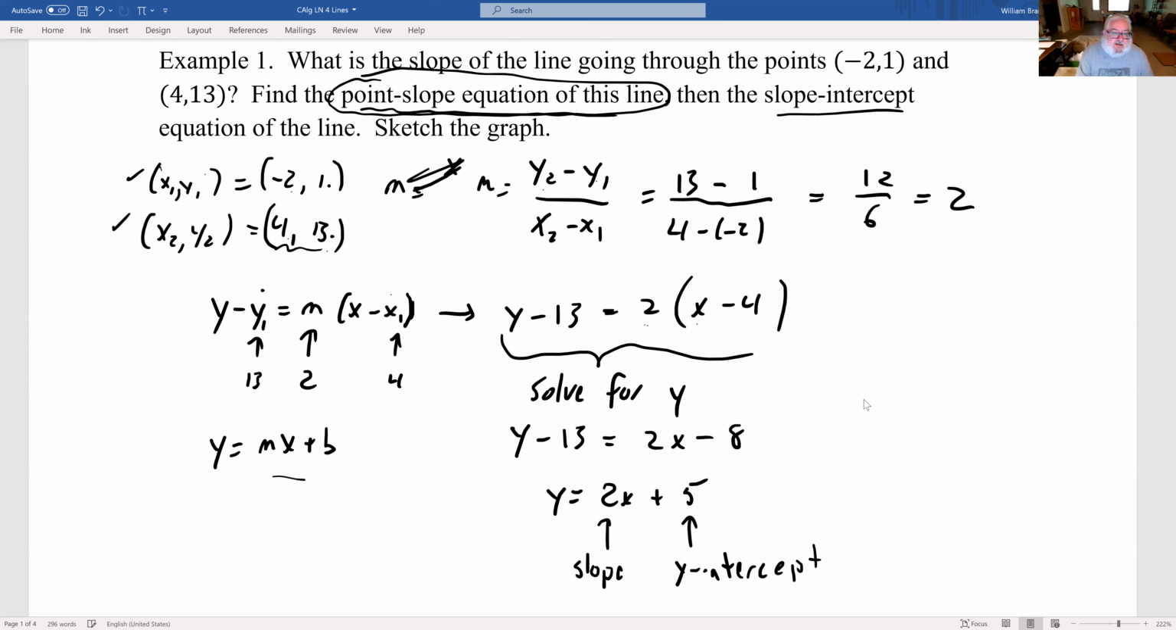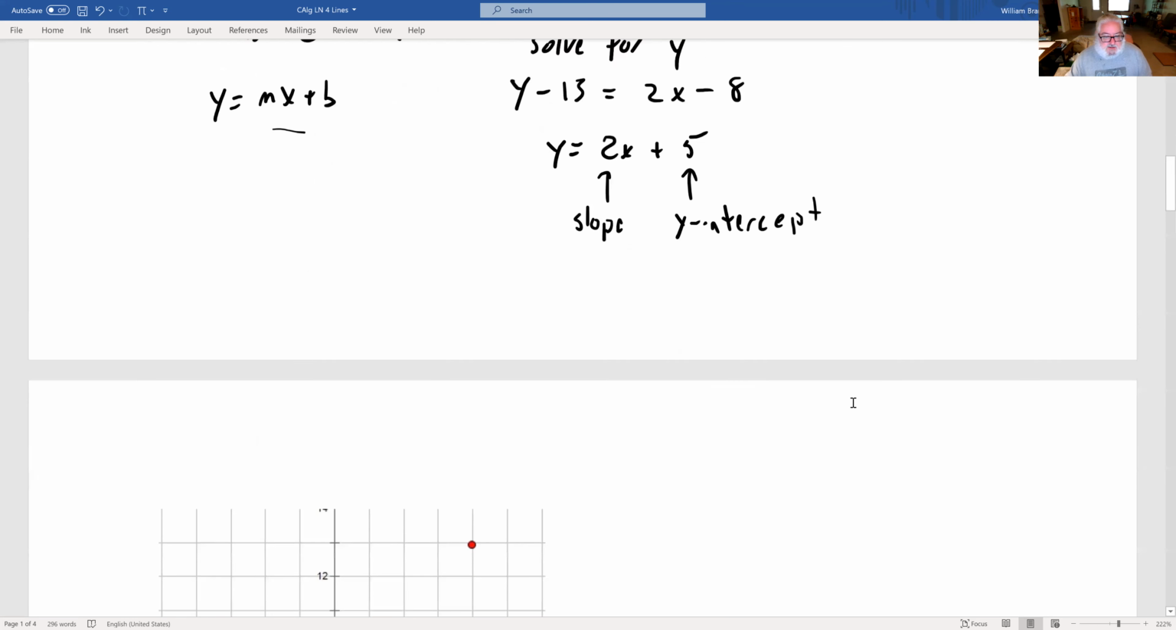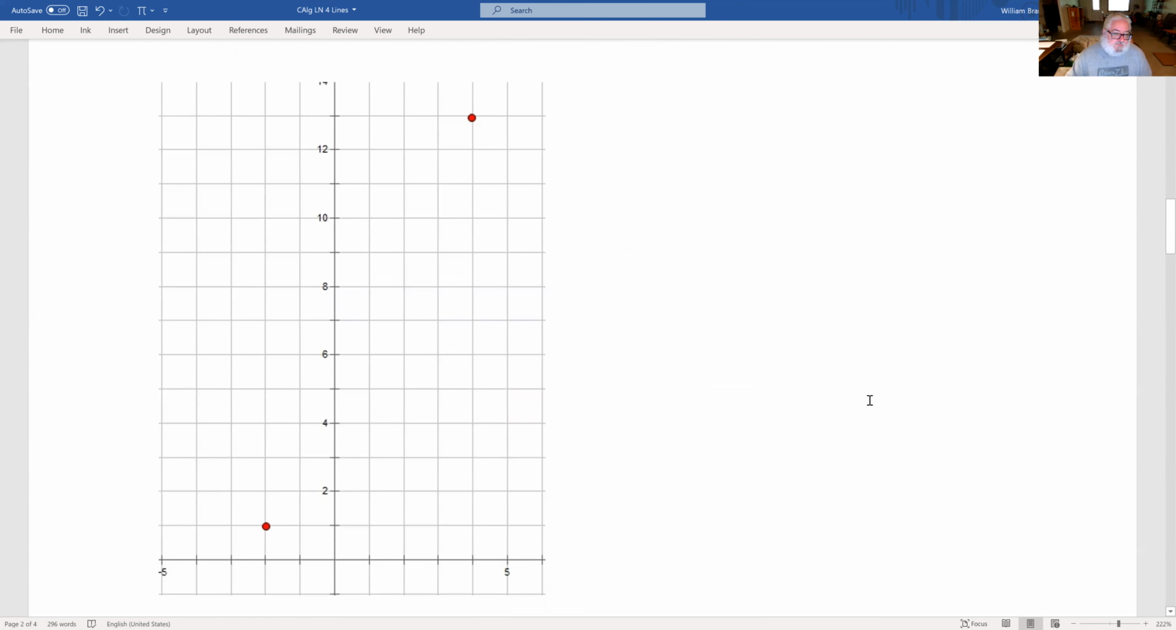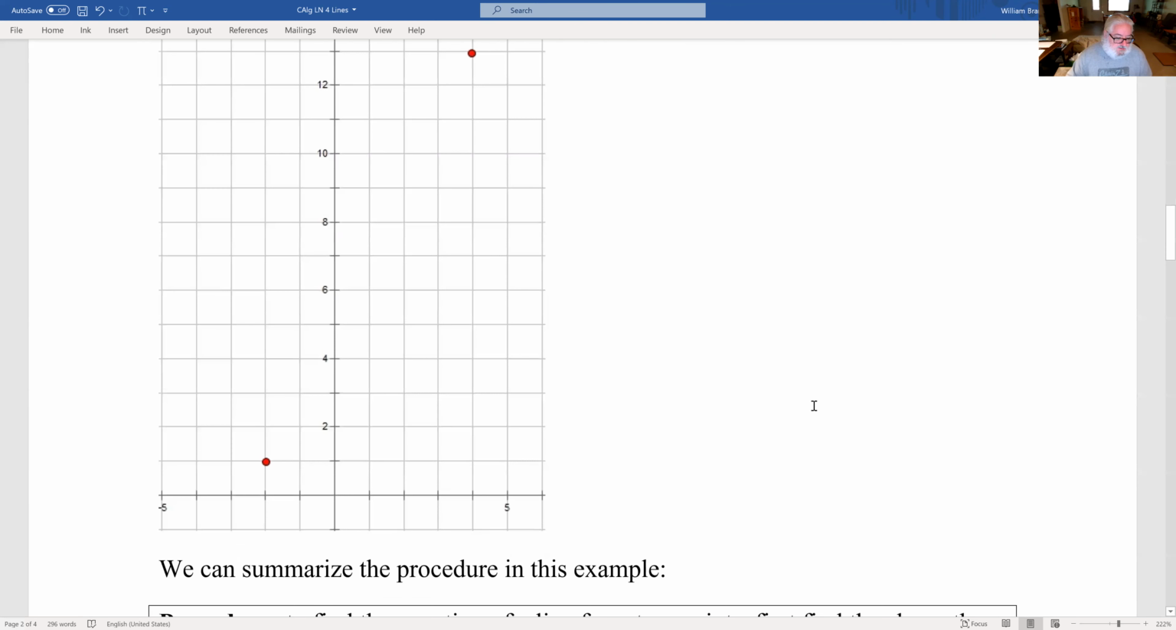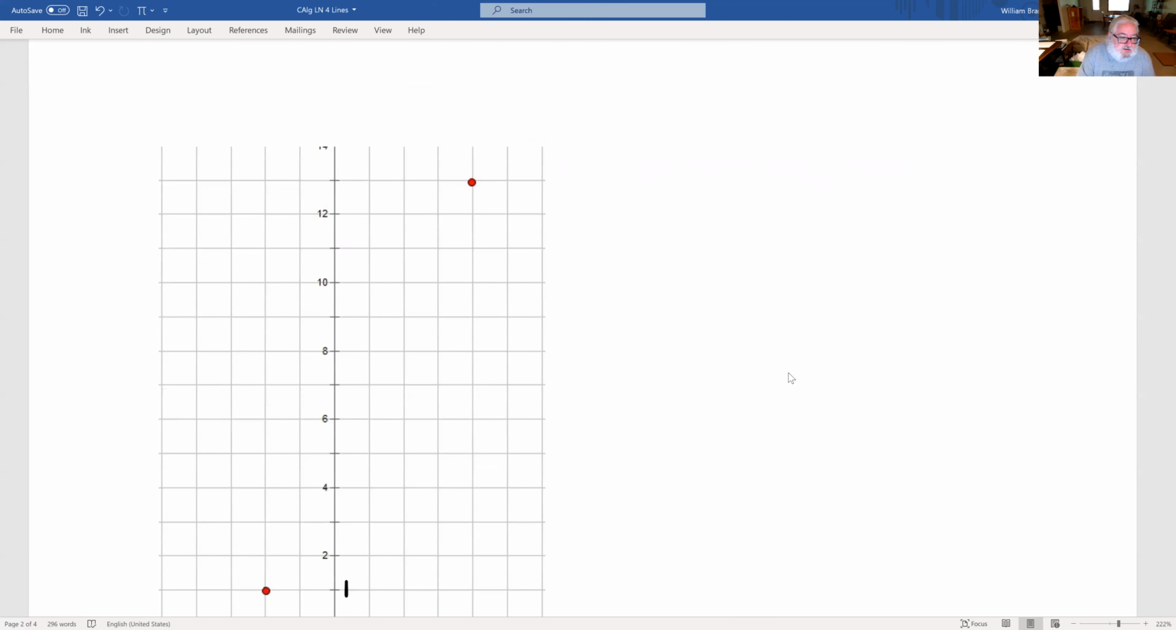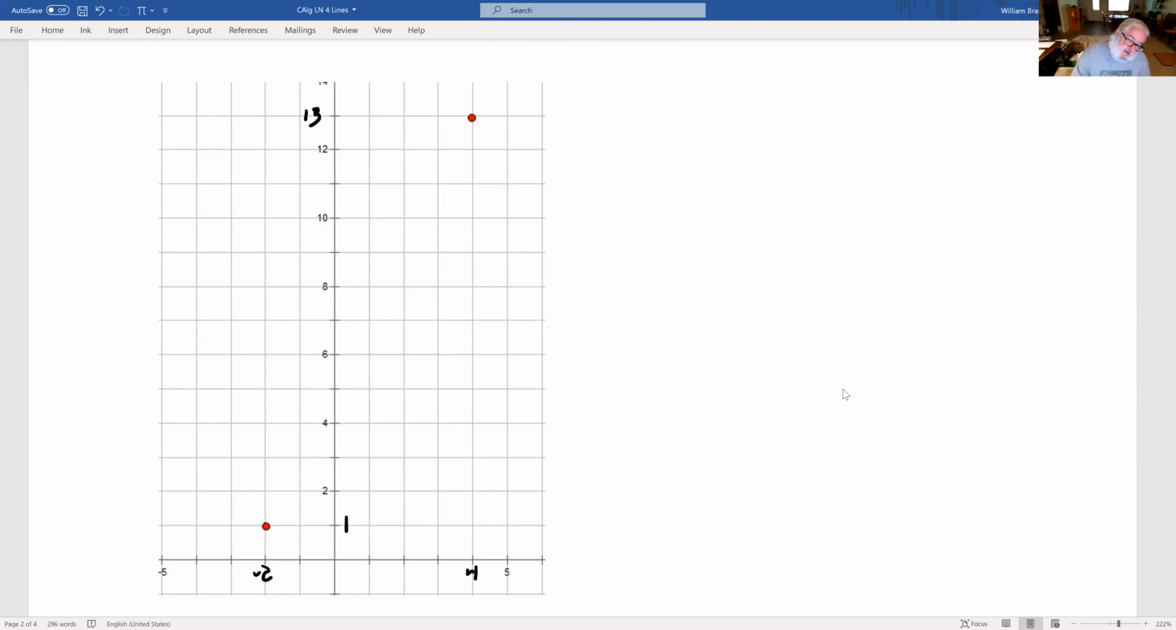Okay. And finally, we want to sketch the graph. So we'll scroll down to the place where I have a picture of the graph. There's a picture of my 2 points. One point is at x equals minus 2, y equals 1. That's this point. And then one point is at x equals 4, y equals 13, that's that point. So what's the graph of my line? I'm going to freehand this. It's not going to work out great. So the line would look something like that.